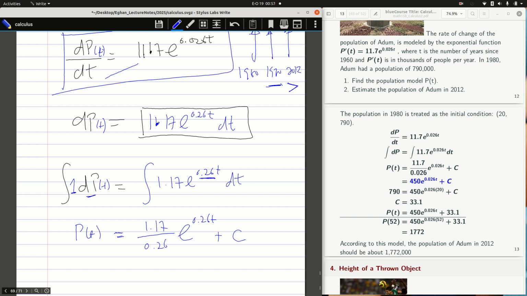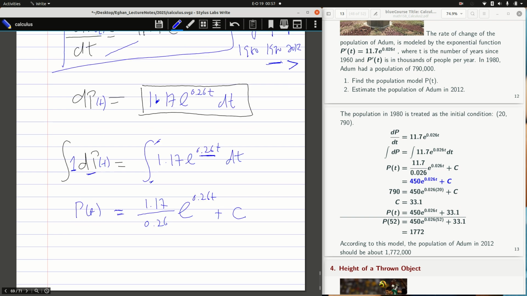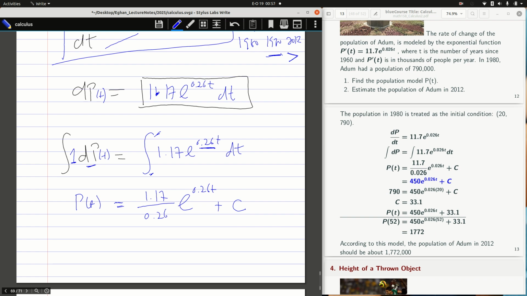Why? Because there's no limit attached to the integral sign. So you differentiate the exponent part here and then you divide by it. This is our population function. That is question 1, rightly answered.